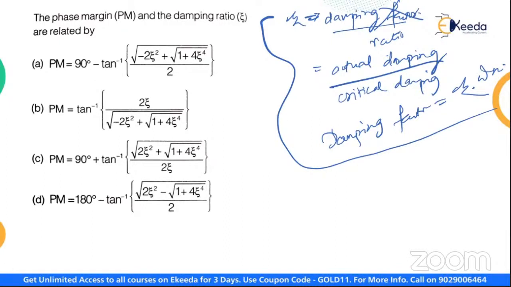Anyways, now the phase margin is what we need to find. So let us start with the derivation. It will be a simple derivation, no much headache. See here, G of S, H of S. Let us consider a standard second order system.